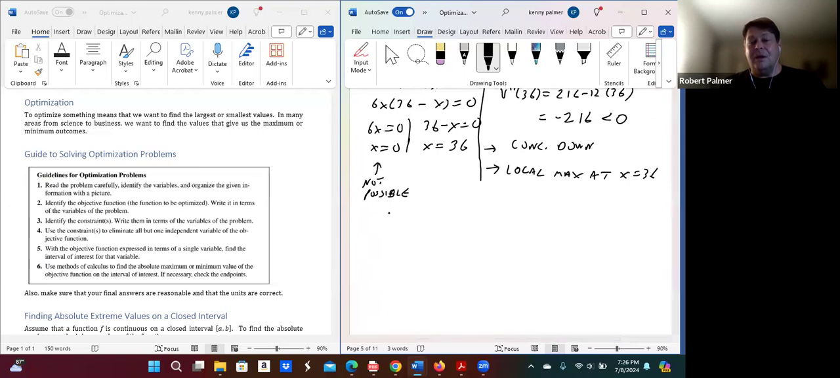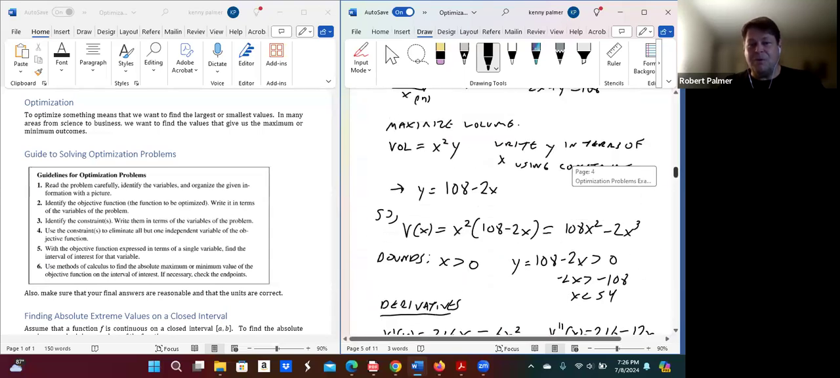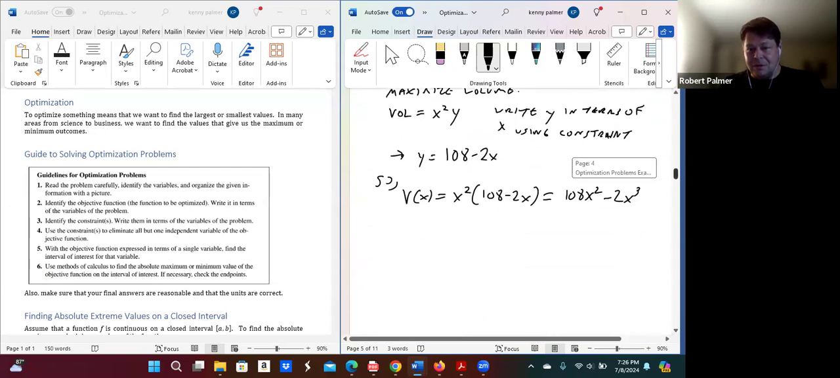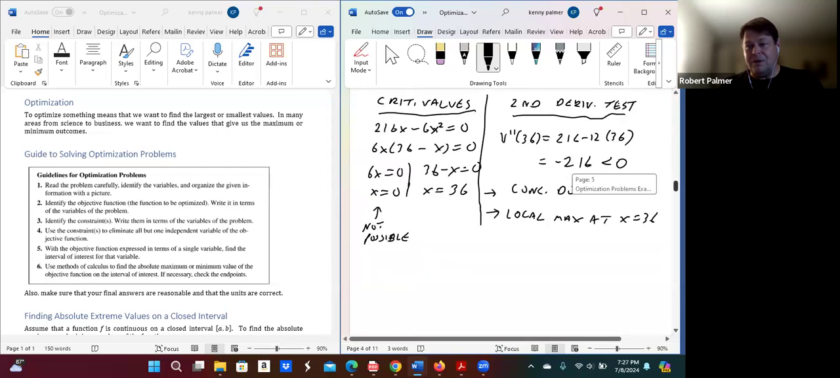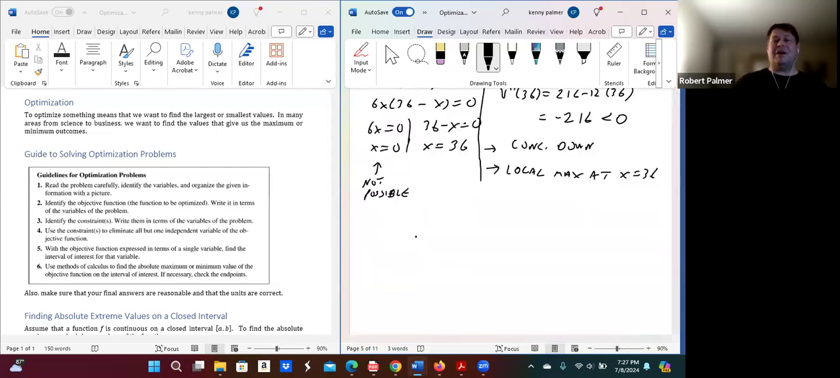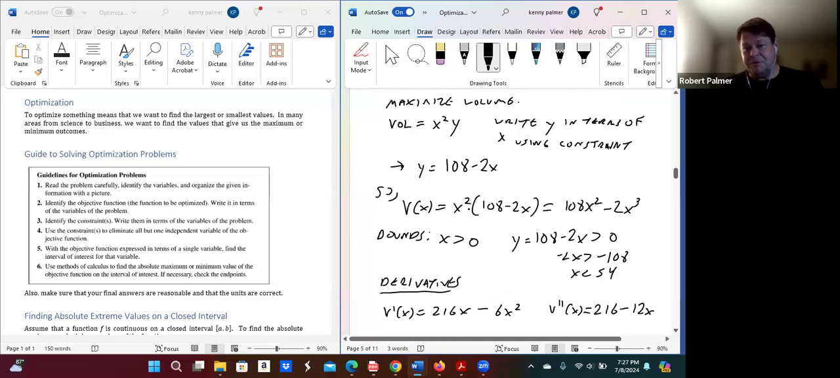Now, one more thing. We said before that our bounds were basically 0 and 54. It couldn't really include those. And so basically this is our only critical value. So in this case, think in terms of finding the absolute maximum. Also, I'll say if you plugged in these values, 54 or 0, into our function, you get 0 for this thing.